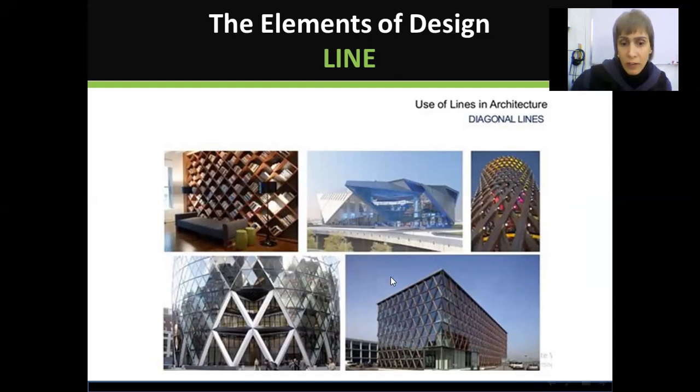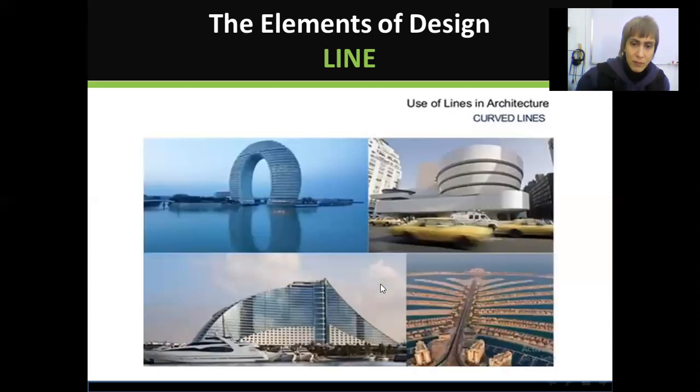Here are also other examples of architectural buildings using what? Diagonal lines at an angle. And look, you can clearly see the use of diagonal lines here. We don't see vertical, we don't see horizontal, we see the diagonal. It's very strong in these designs. Here we have curved lines. In these architectural examples, we definitely feel that the curved line is the strongest, and this is what stands out in the three-dimensional composition.